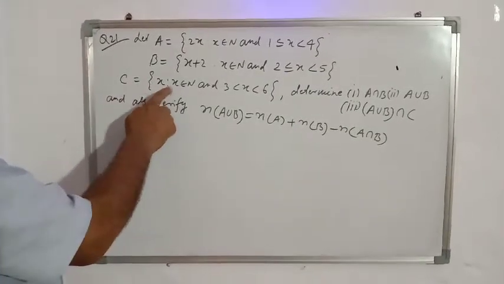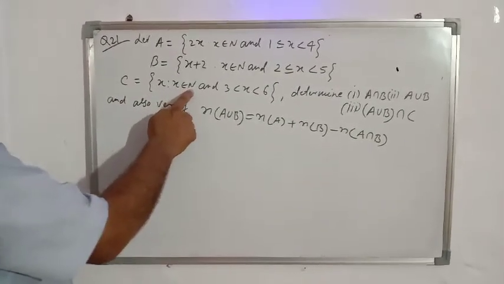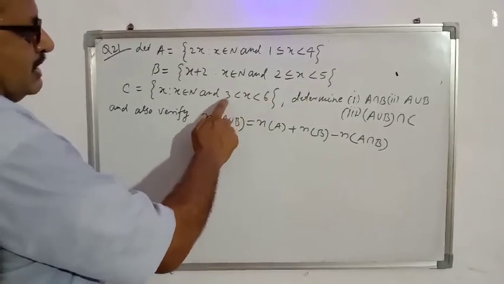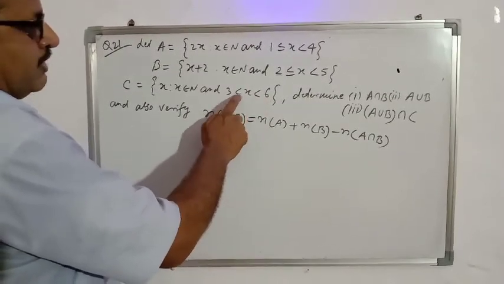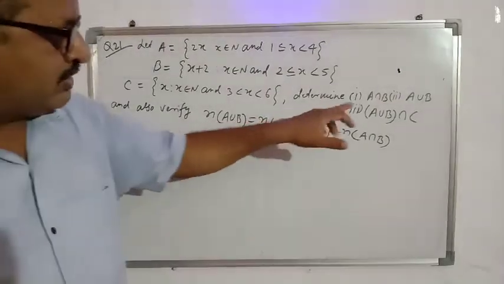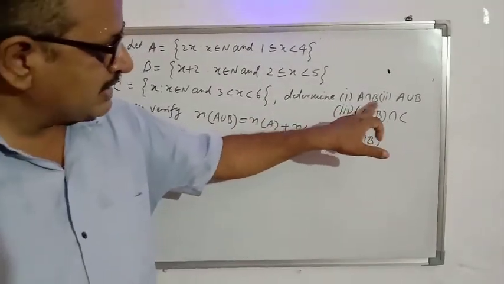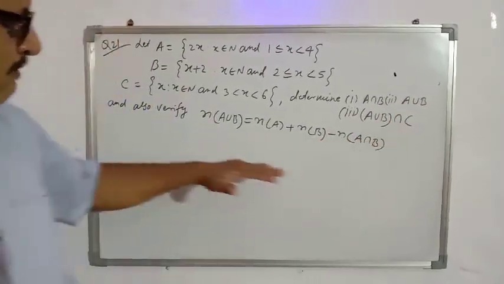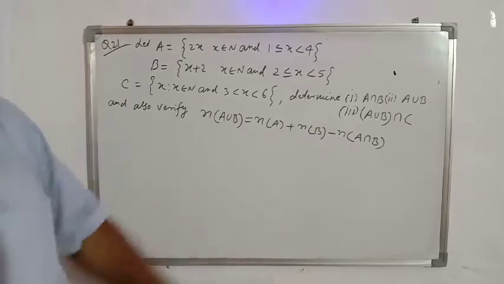And C, set x such that x belongs to natural number and x lies in the open interval 3, 6. X is greater than 3 but less than 6, means only 4 and 5. And we have to determine the set A intersection B, A union B, A union B intersection C. After that we have to verify this result.